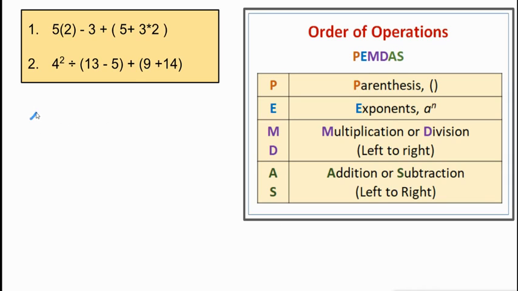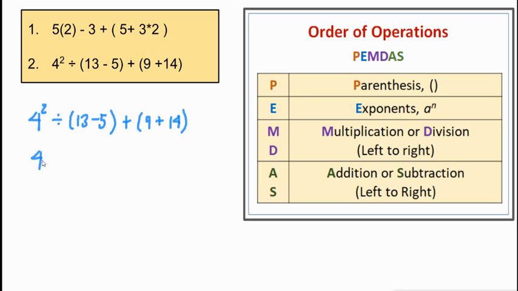So in this problem we have an exponent, 4 squared, we'll get to that in a minute, 13 minus 5 in parentheses, and 9 plus 14. So what I want to demonstrate here is we want to do the parentheses first, but we can do each one at the same time. Let me show you what I mean.